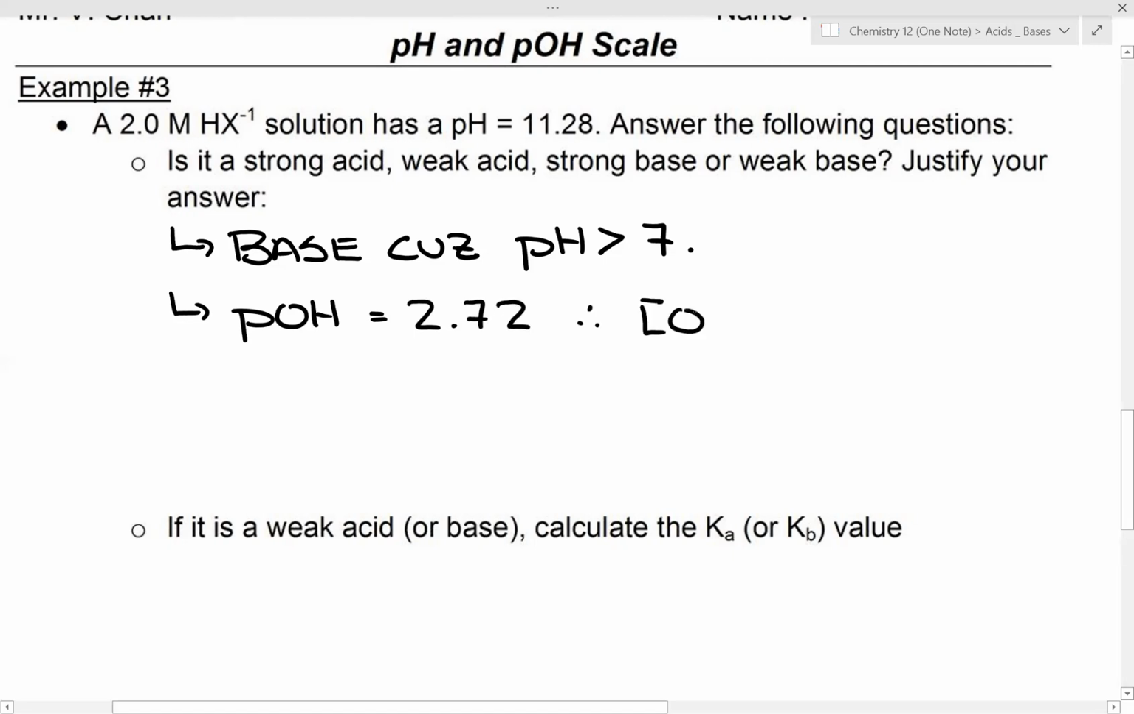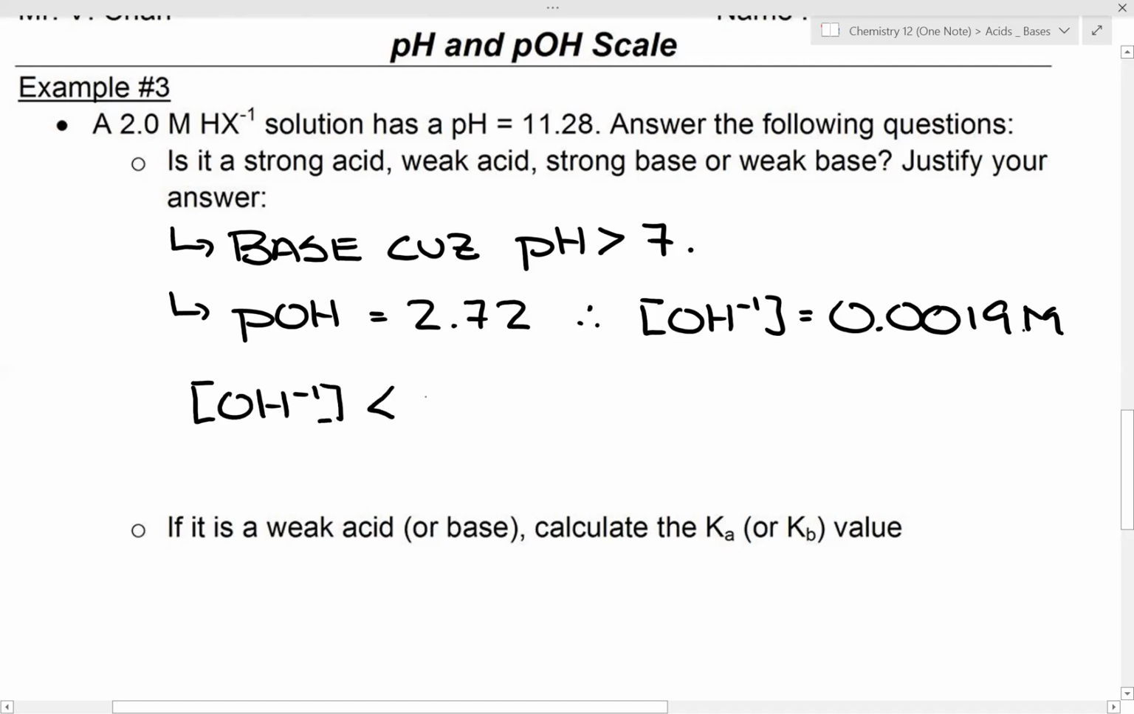Therefore, the concentration of OH⁻ would be equal to 10 to the power of negative 2.72, which is 0.0019 molarity. Now, notice the concentration of OH⁻ is less than the concentration of HX⁻. Therefore, it is weak. All right, so a couple of things for you to be aware of.